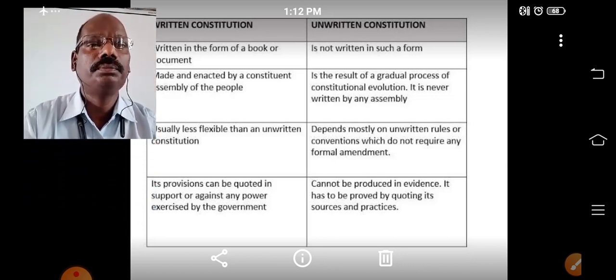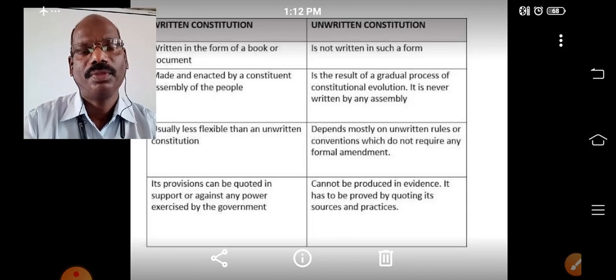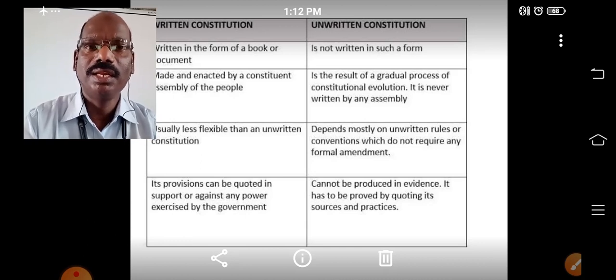Next one is that usually the written constitution is less flexible. Making any changes in a written constitution, flexible means change. Change is not possible, or possible, but difficult. So a written constitution is less flexible, but unwritten constitutions are flexible and can easily be changed.